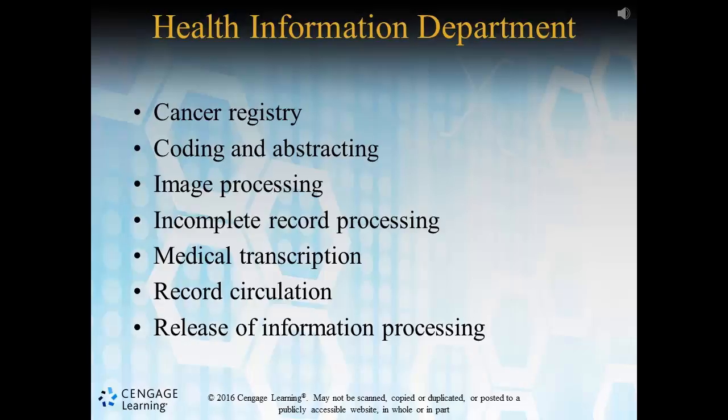Record circulation. Quite simply, this is the retrieval of patient records for a variety of use cases. Release of information processing. This is the process of generating requested information through a formal release of information process. This specific group is responsible for validating requests for authenticity as well as executing on the requests per the security privileges of the requester.